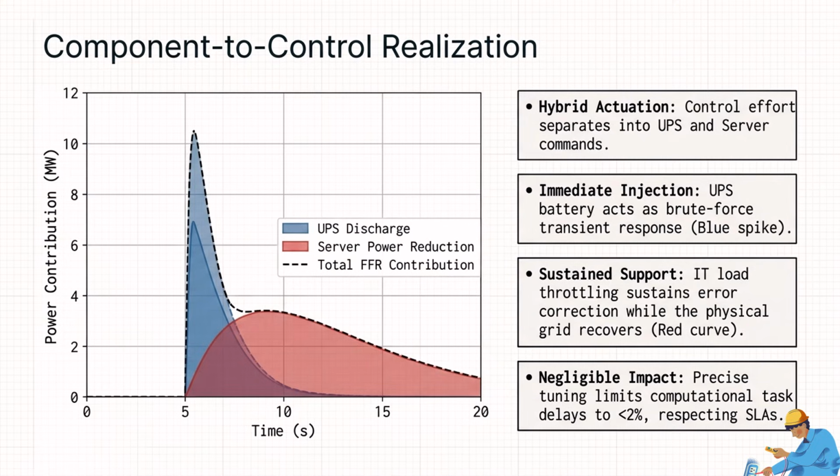The best part: because of the precise tuning derived from our S-domain analysis, this entire operation limits computational delays to less than 2%. The data center stabilizes the grid without violating its service level agreements.